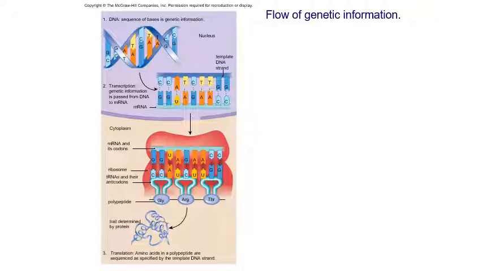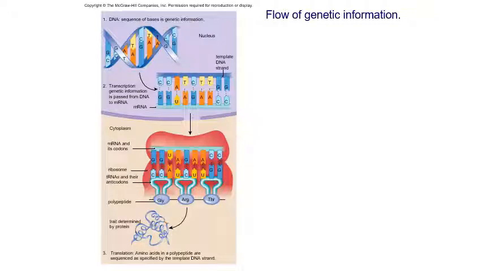And the process is going to be pretty simple. It's pretty similar to what we looked at with the process of replication. If we've got a C on this side of my template DNA strand, there's going to be a G in the RNA. If there's an A on this side of my DNA, then we're going to have a U in the mRNA, remembering that RNA doesn't have T, so we have to replace it with U. If we've got a T in the DNA, then we can go ahead and put an A in the RNA, right?